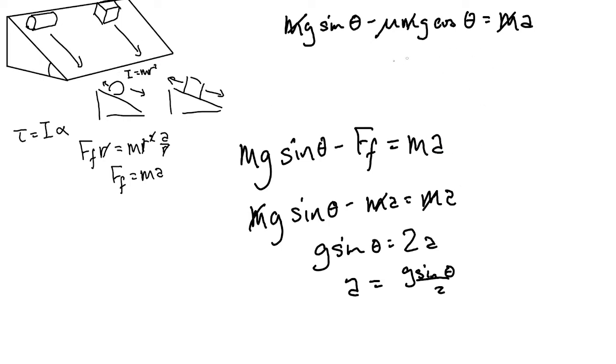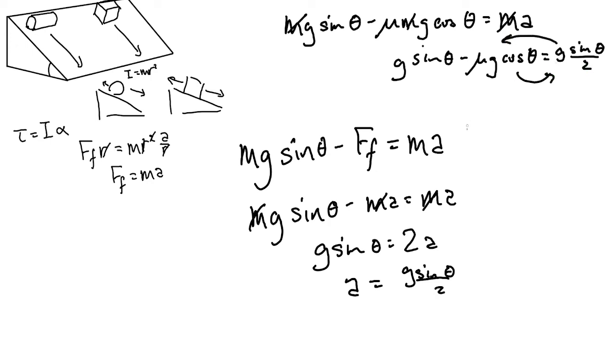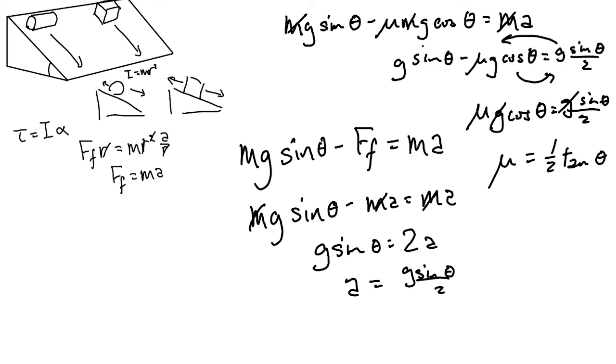So let's substitute in, so g sine theta minus mu g cosine theta is going to actually give us g sine theta over 2. Now if we move this over here and move this over here, that gives us mu g cosine theta equals g sine theta over 2, since this minus this is going to give us this, right? That means that our mu, we can cancel off our g's. Sine divided by cosine is tangent. So that's going to give us 1 over 2 tangent theta, right? That's how you solve this problem.